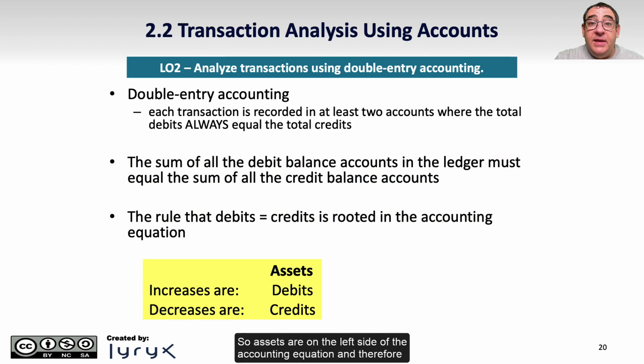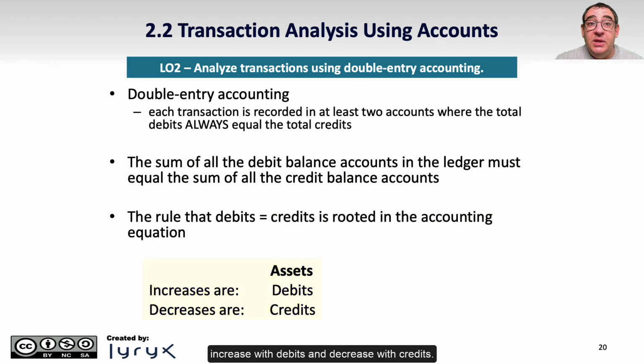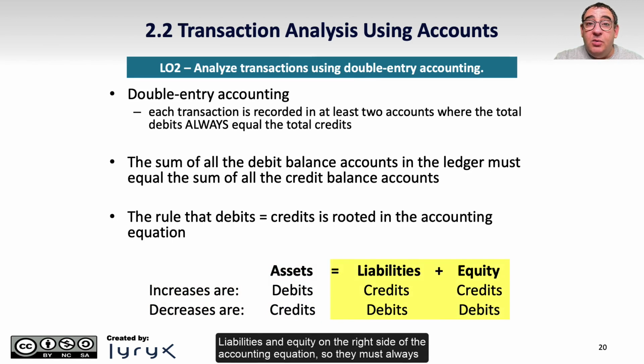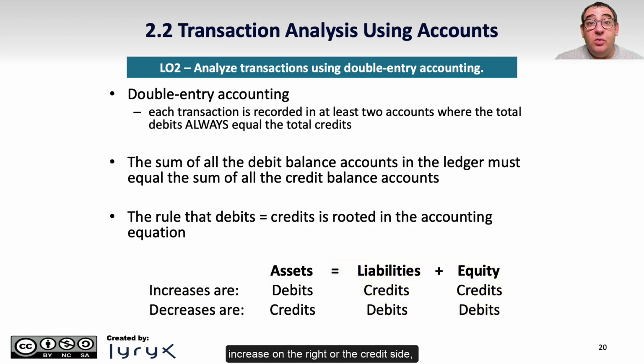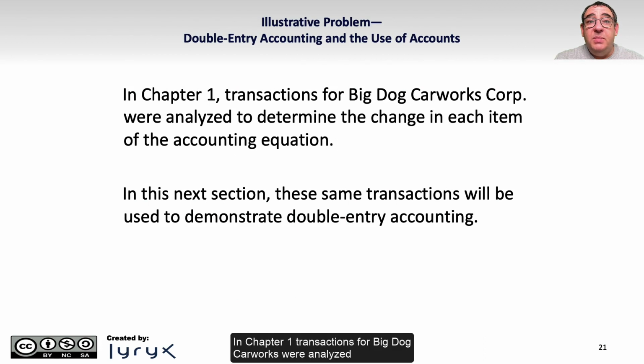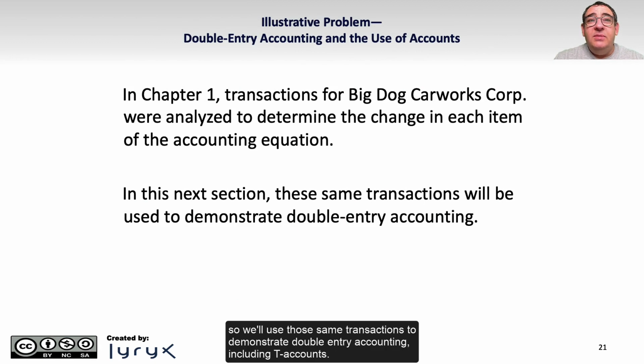Assets are on the left side of the accounting equation and therefore increase with debits and decrease with credits. Liabilities and equity are on the right side of the accounting equation, so they must always increase on the right or credit side and decrease on the left or debit side. In Chapter 1, transactions for Big Dog Car Works were analyzed to determine the changes in each item of the accounting equation. So we'll use those same transactions to demonstrate double entry accounting, including T accounts.